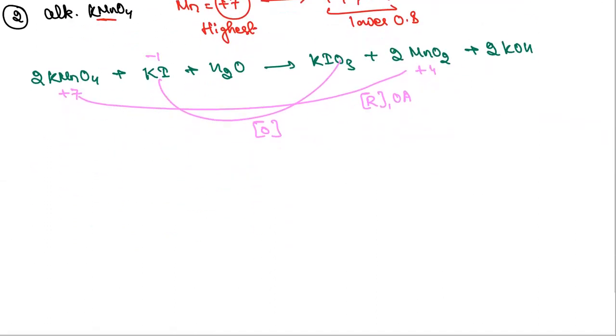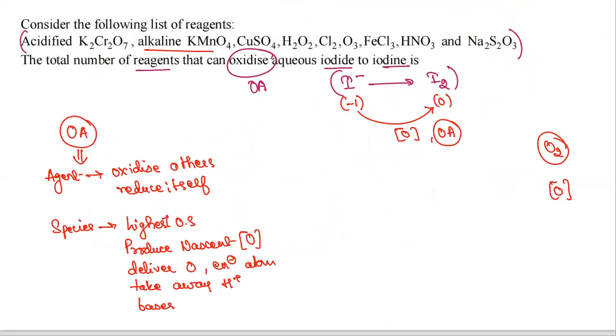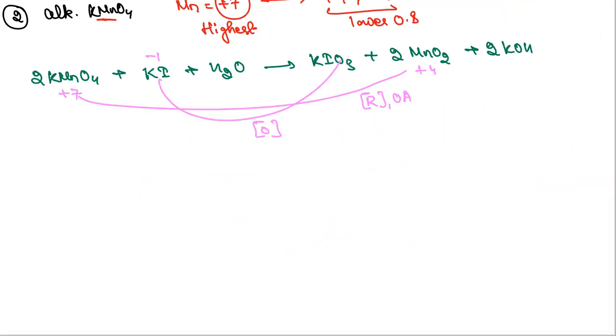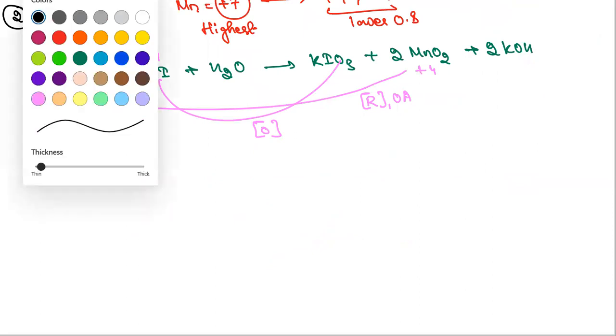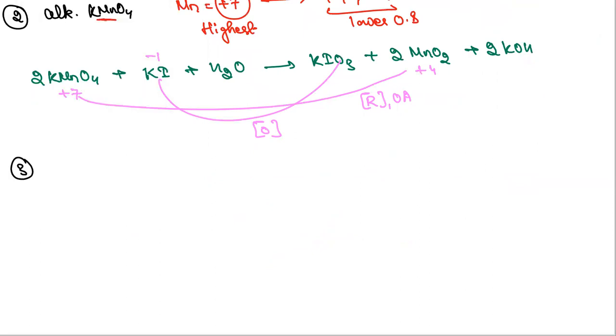Now let's see the third reagent. Which one is the third reagent? This is your copper sulfate. Just in a similar way, you have to do this. What is the oxidation state of copper in copper sulfate here? Copper is in plus 2 oxidation state, and you know that from plus 2, it can reduce into plus 1 oxidation state.